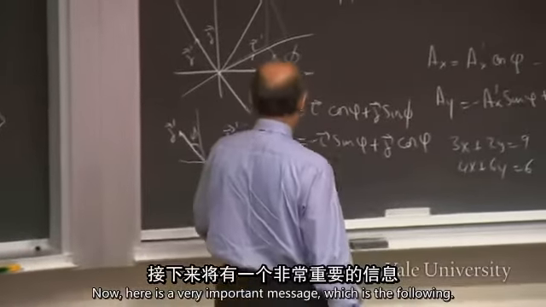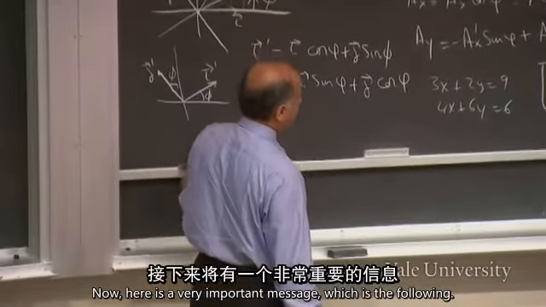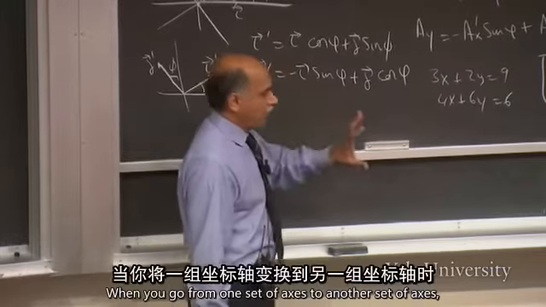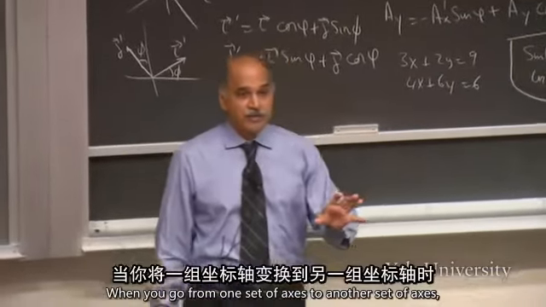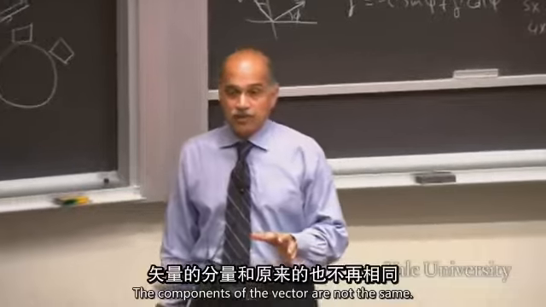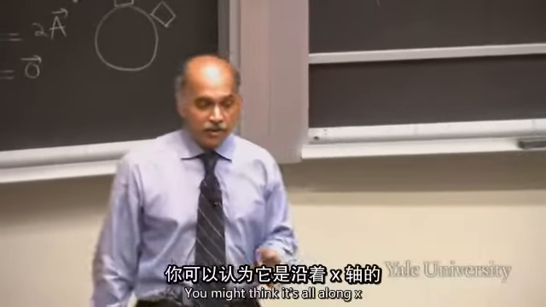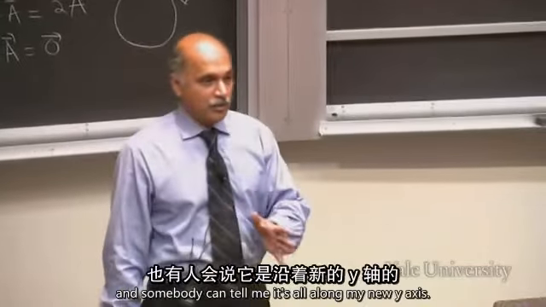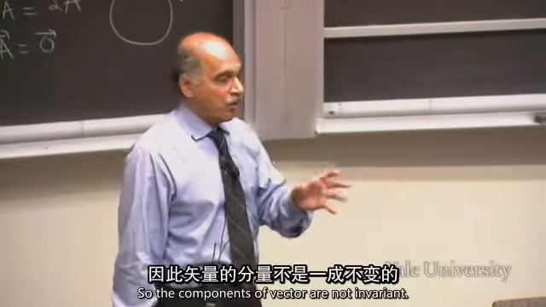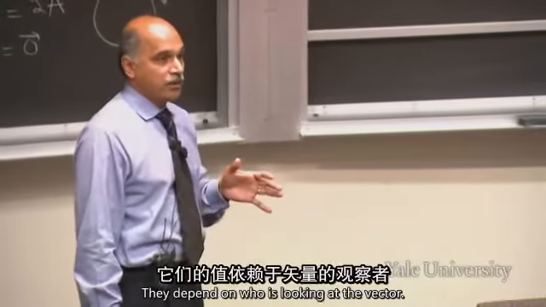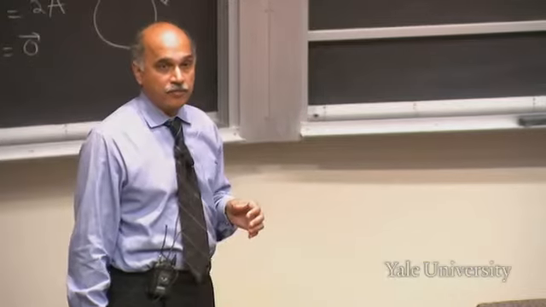Now, here is a very important message. When you go from one set of axes to another set of axes, the numbers change. The components of the vector are not the same. You might think it's all along x, and somebody can tell me it's all along my new y-axis. So the components of the vector are not invariant. They depend on who is looking at the vector.